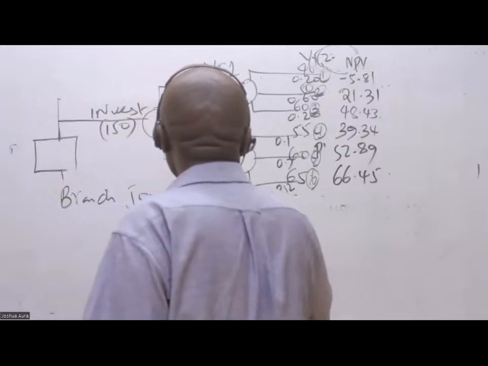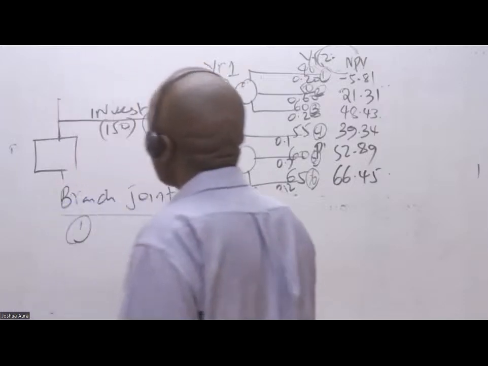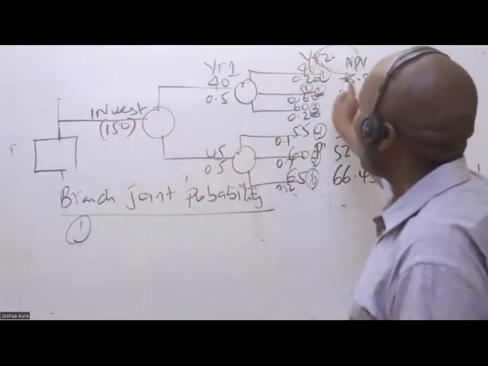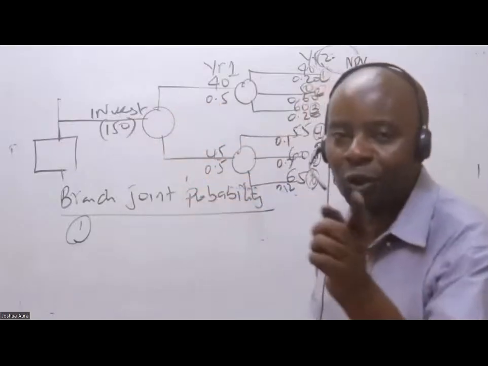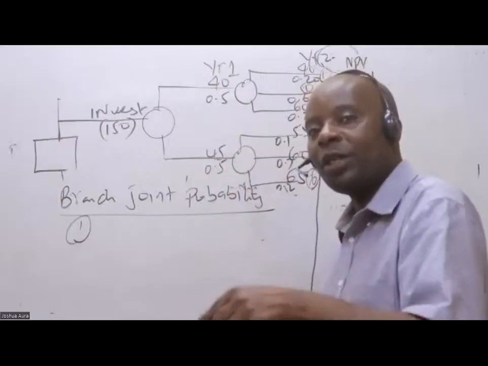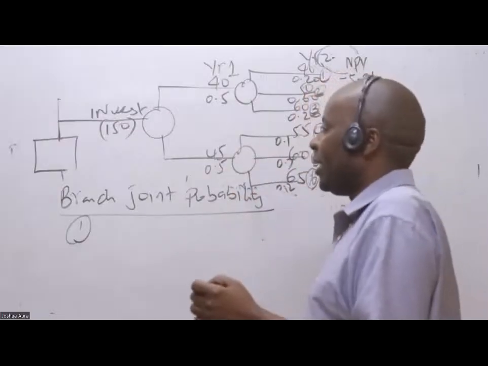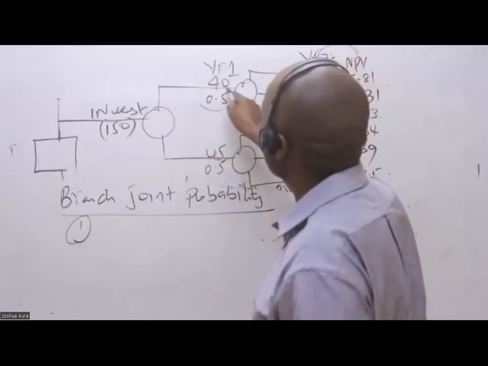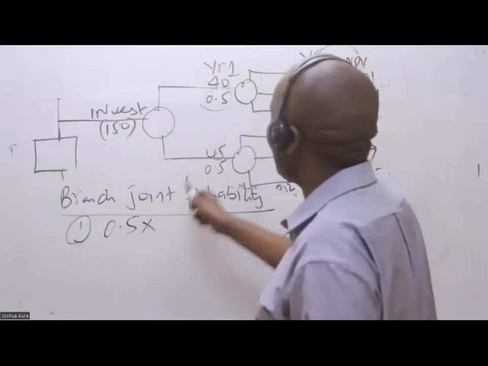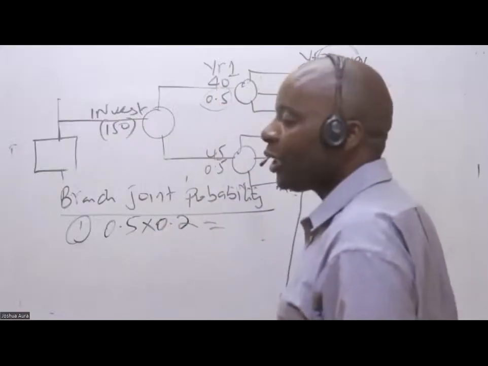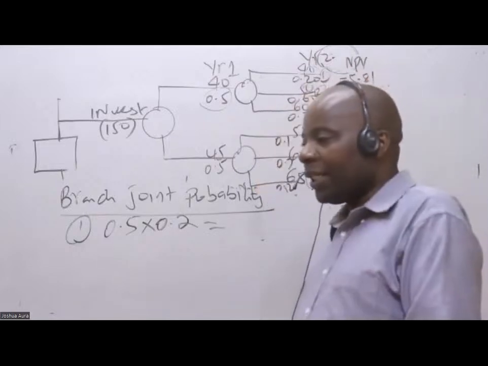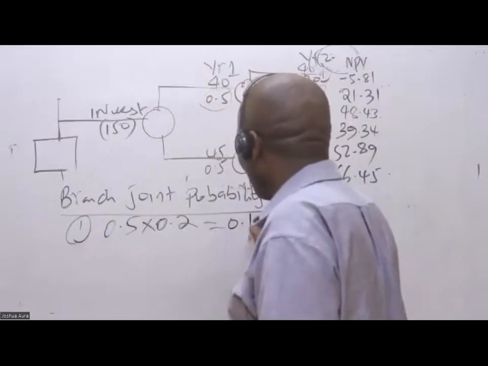So we start with branch 1. Whatever probabilities you get along the branch, you multiply those probabilities. Joint is the same as joined. You're joining through multiplication. It's an "and" probability. For branch number 1, the first probability is 0.5 times the second probability, which is 0.2. What are we getting as the joint probability here? 0.1.